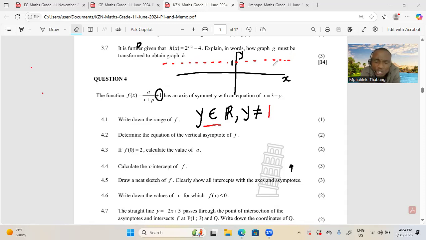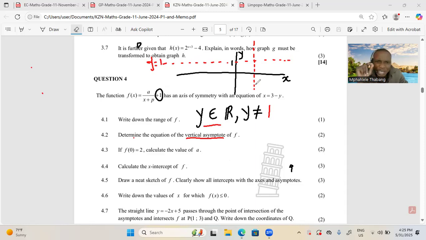But we don't know the vertical asymptote. I will just draw a vertical line, and I don't know the vertical asymptote, and it's what they are looking for. On 4.2, they are saying determine the equation of the vertical asymptote of f. So they are looking for the vertical asymptote. We have the horizontal asymptote, which is the y asymptote, y equals 1. How do we find the vertical asymptote? Don't worry, I will show you how to find it.